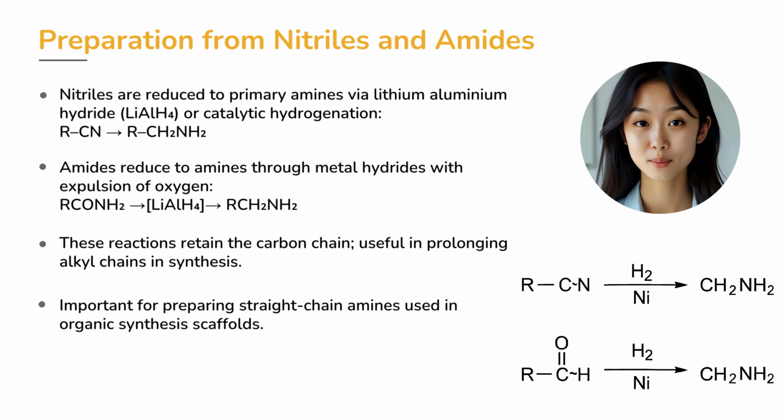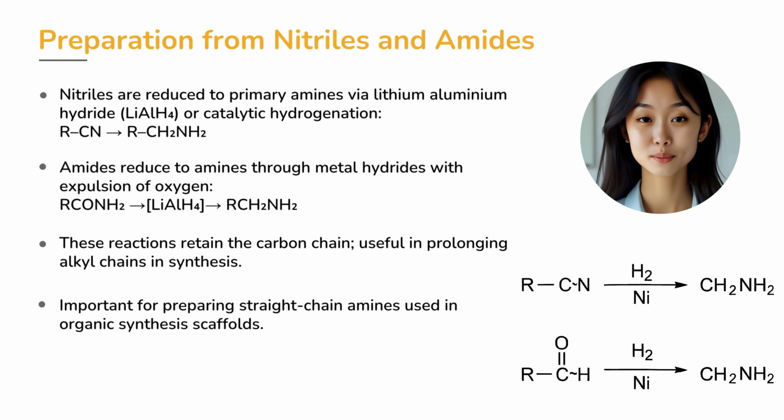Nitriles, which have a carbon triple bonded to nitrogen group, can be reduced to primary amines by using lithium aluminium hydride or catalytic hydrogenation. The reaction basically adds hydrogen atoms to the nitrile, converting that triple bond into a carbon bonded to a primary amine group. Think of it as giving the nitrile a makeover from RCN to RCH2NH2, where R is any alkyl group.